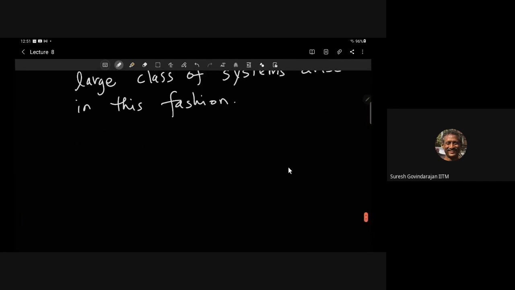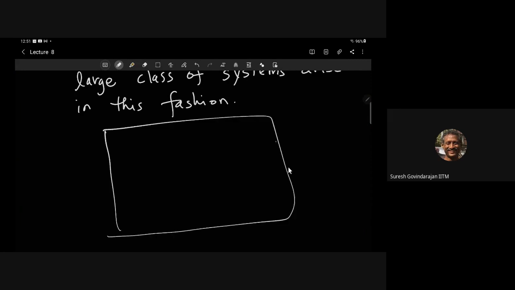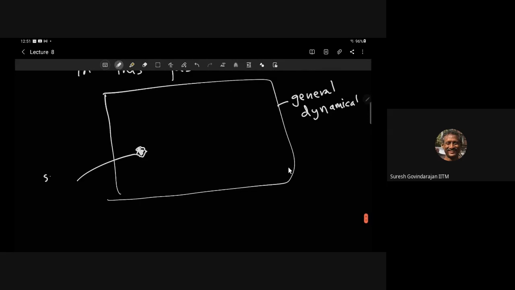How much time do I have? I'm almost done. Okay, so we have this, let's say this box is a general dynamical system. Okay, so one small, this would be, sets, dynamical systems which arise from action.